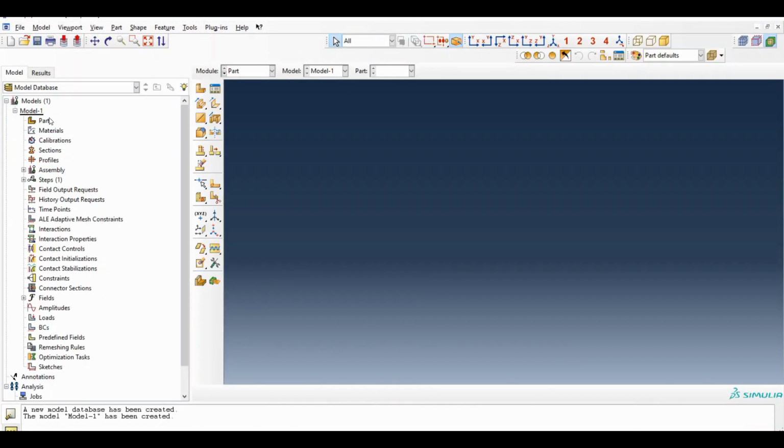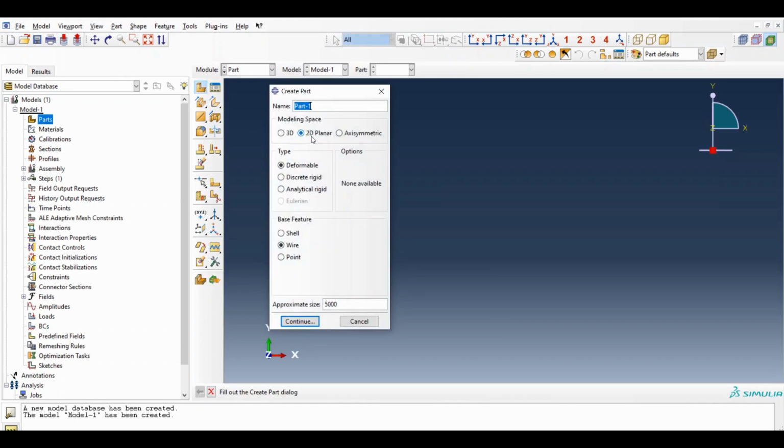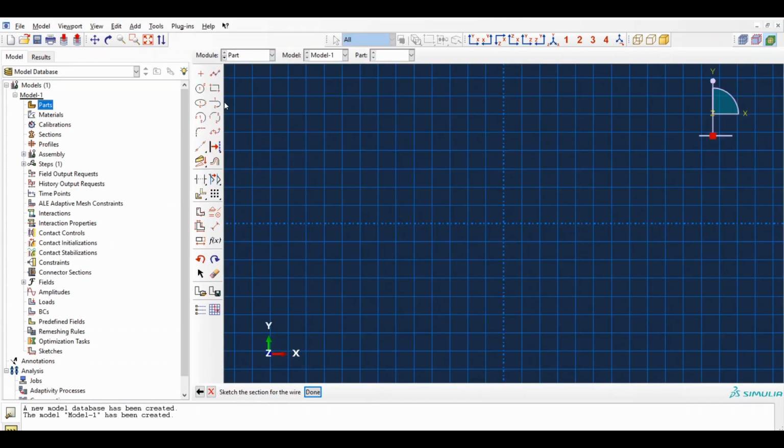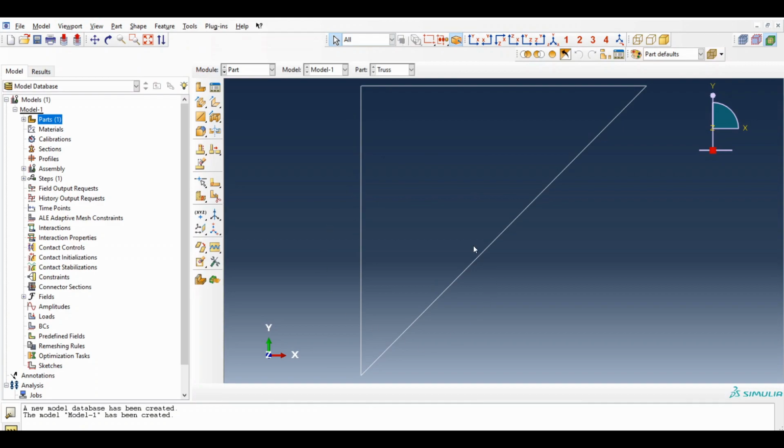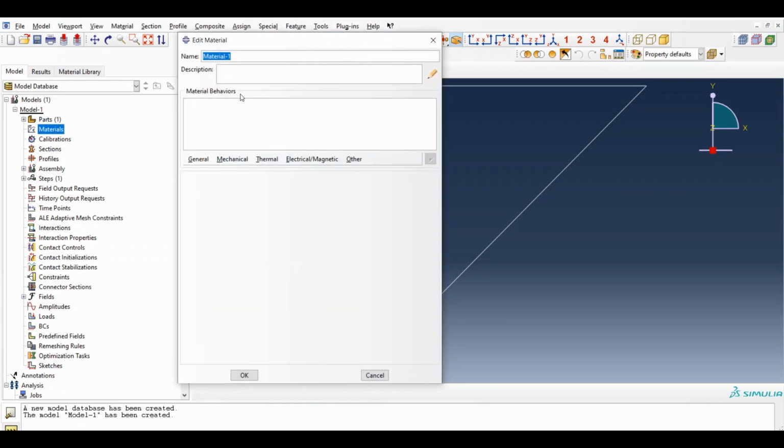we can create a part 2D wire. Let's name it truss. We can make this as 1000. I can get another one which is a vertical element, make it 1000, and then we can join this. So this is our truss. We can create our material as well.